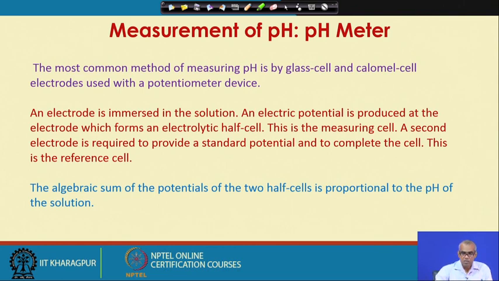The most well accepted method of pH measurement in laboratory and industry is by pH meter. The most common method of measuring pH is by glass cell and calomel cell electrodes used with a potentiometer device. An electrode is immersed in the solution. An electric potential is produced at the electrode, which forms an electrolytic half cell. This is the measuring cell.